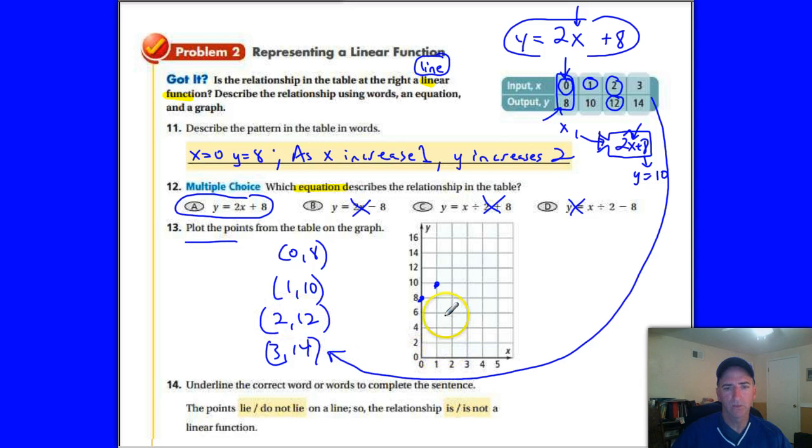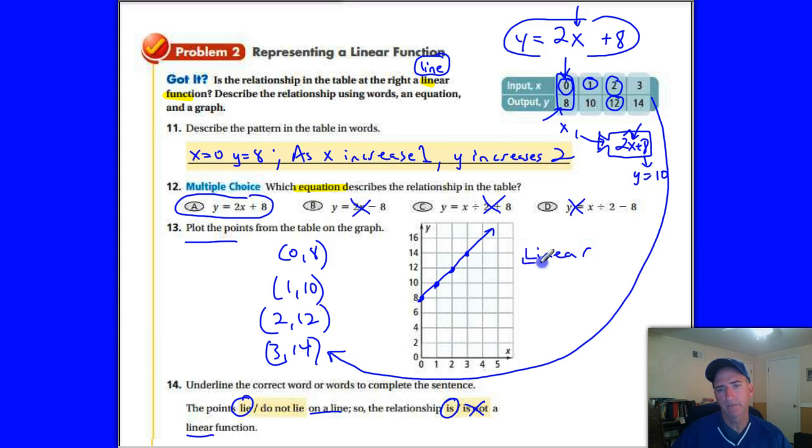All right, (2, 12), (3, 14). Now, you should take a straight edge and see if those points make a straight line, which they do. So yes, this is linear. The points lie on a line, so the relationship is a linear function. Okay, this is linear. Why?